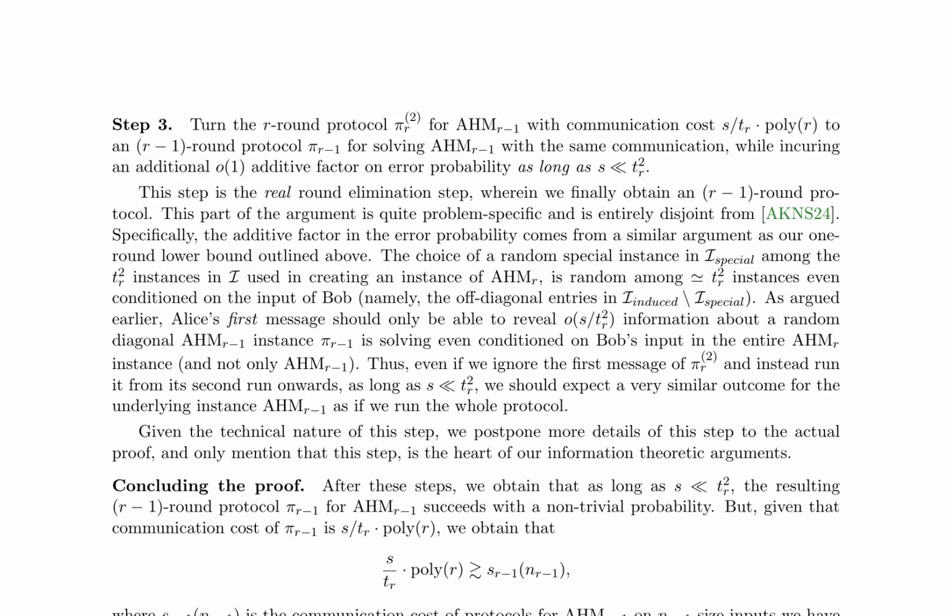Step 3 turns the r-round protocol pi_2_r for AHM_r1 with communication cost (s/t) poly(r) into an (r-1)-round protocol pi_(r-1) for solving AHM_r1 with the same communication, while incurring an additional o(1) additive factor on error probability as long as s is much less than t^2/r. This step is the real round elimination step, where the authors finally obtain an (r-1)-round protocol. The additive factor in the error probability comes from a similar argument as their one-round lower bound outlined above.